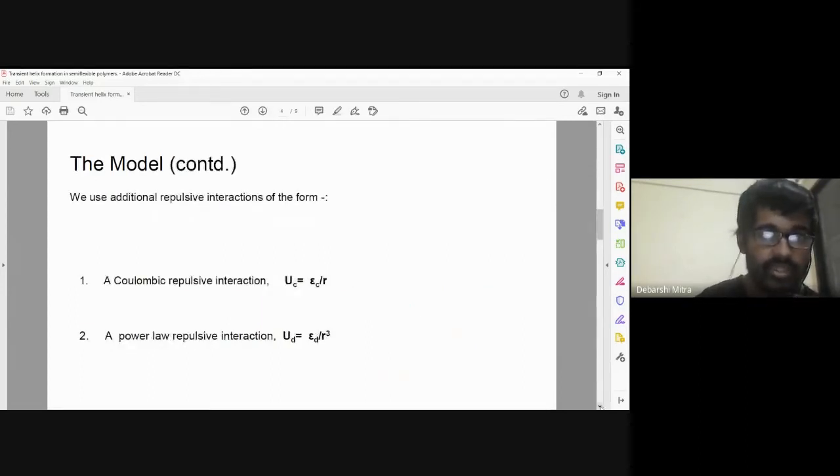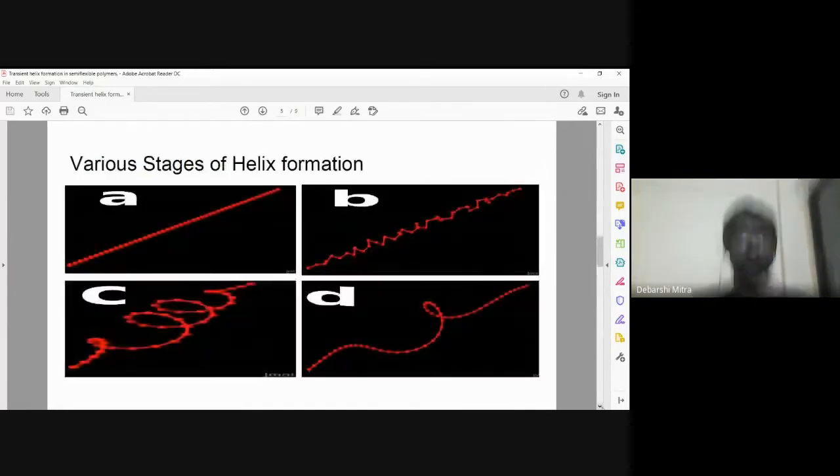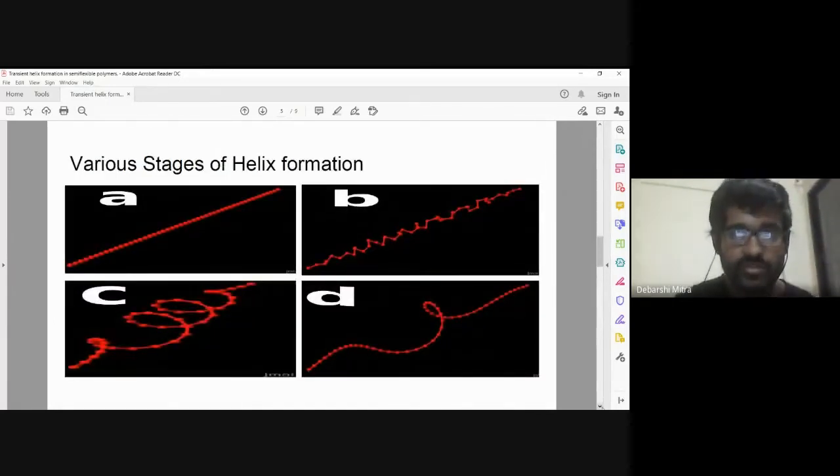Additionally, we use the repulsive interaction term, which could either be a Coulomb repulsion in one case or a power law repulsive interaction. We show that for both of these generic repulsive interactions, we obtain helices. So the helix formation proceeds via four stages, as was seen in the movie itself.